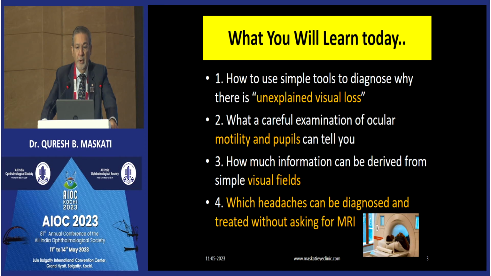So what you will learn today is how to use simple tools to diagnose why there is an unexplained visual loss, what a careful examination of ocular motility and pupils can tell you, how much information can be derived from simple visual fields, and which headaches can be diagnosed and treated without asking for MRI. There are actually a few headaches where you don't need an MRI. Sometimes you can even do something like refraction and find the patient has got +4, and if you'd only given him +4, that MRI could have been saved.